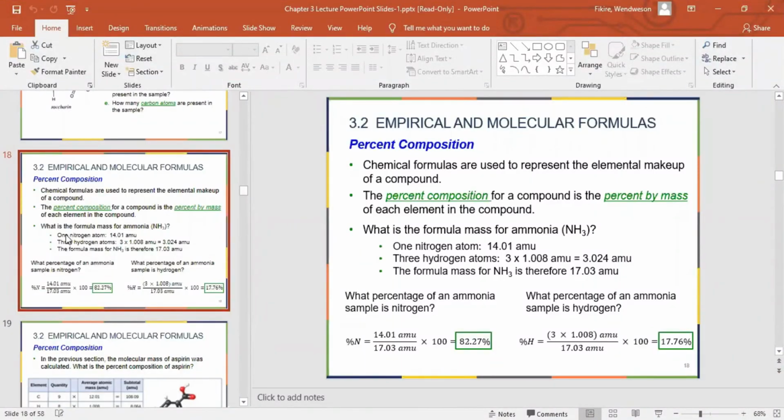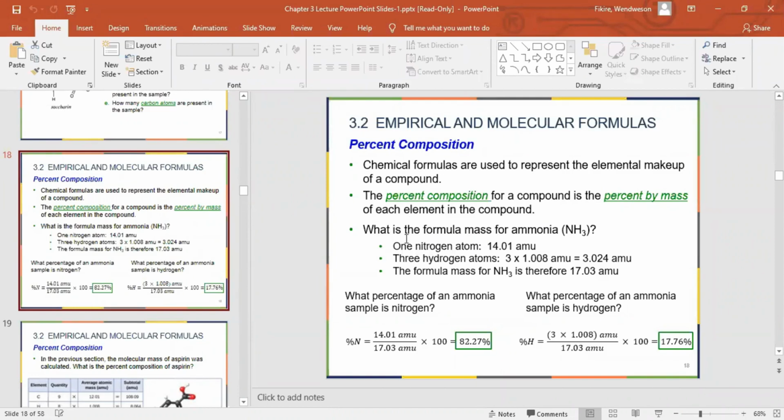Yes, it's about percent composition, right? Percent composition refers to chemical formulas that are used to represent the elemental makeup of a compound. How much each element makes up of the compound would be calculated quantitatively by percent composition. So the percent composition for a compound is the percent by mass of each element in the compound.